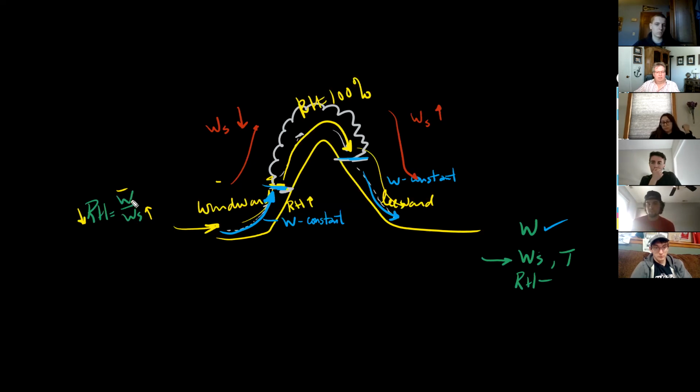Now in a cloud, because W and W sub S are directly proportional, assuming relative humidity is constant. When the relative humidity is 100%, W and W sub S are not just directly proportional, they're also what? Equal. They're also equal. So if W sub S is going down, W goes down. And if W sub S is going up, so does W.